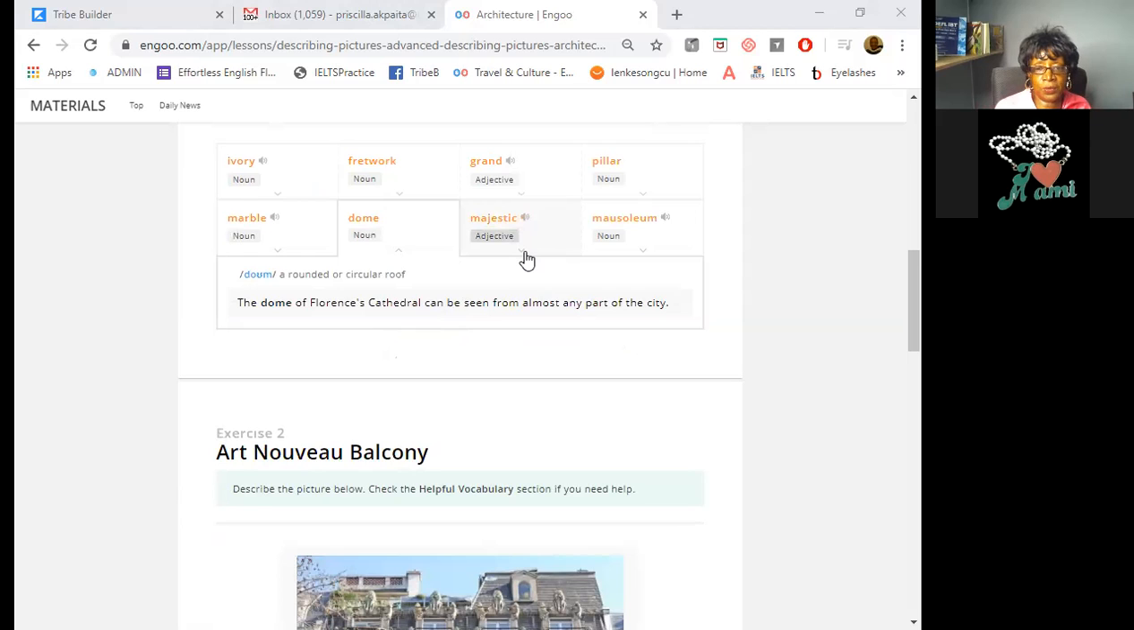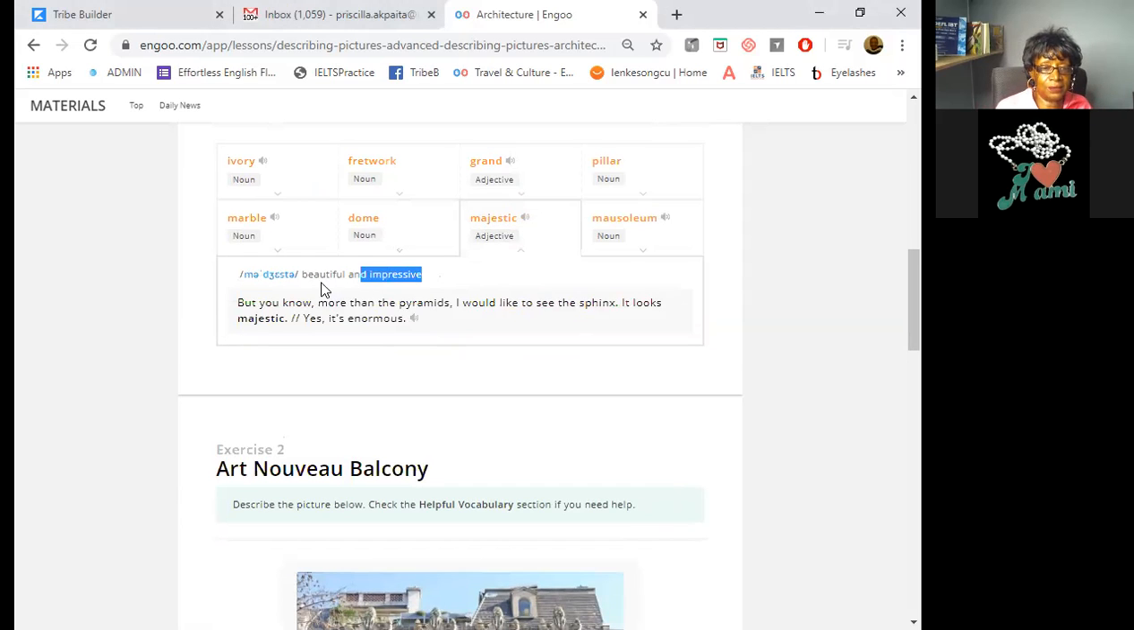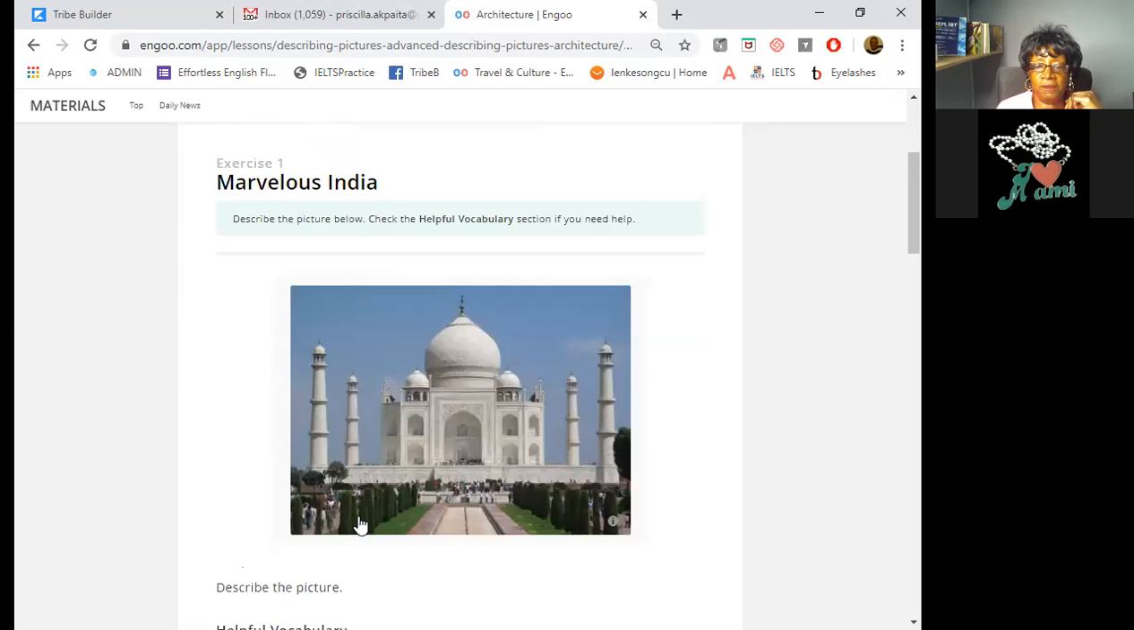Now, majestic. Let's look at the word majestic. Can you read it? What does it say here? Beautiful and impressive. Very good. Now read the sentence. But you know, more than the pyramids, I would like to see the Sphinx. It looks majestic. Yes, it's enormous. Okay. So majestic means very big, huge.